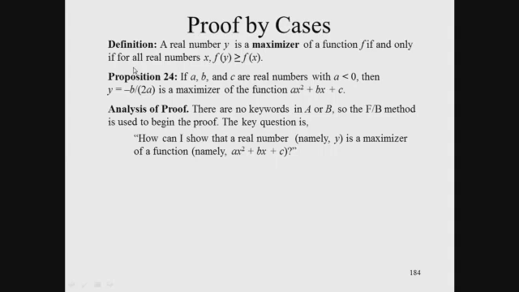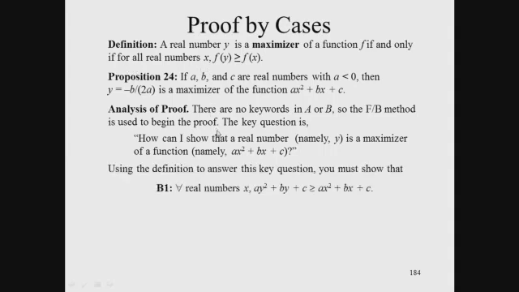So according to the definition, we have to show that for all real numbers x, a y squared plus b y plus c is greater than or equal to a x squared plus b x plus c. Now look at B1. Can somebody tell me what proof technique we should use now? The choose method. Why? Because of the quantifier for all. When you see the keywords for all in the backward process, you have to show that for every object with a certain property, something happens.